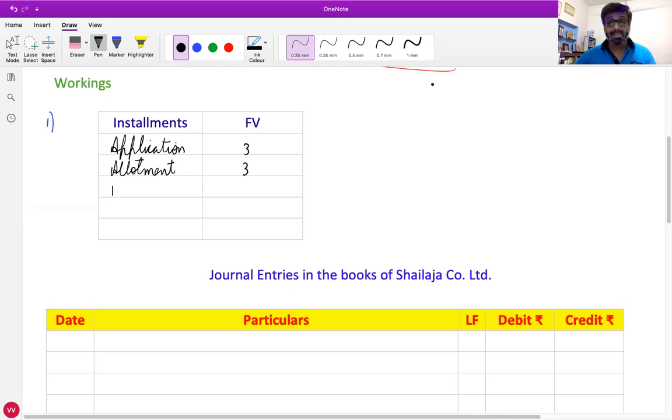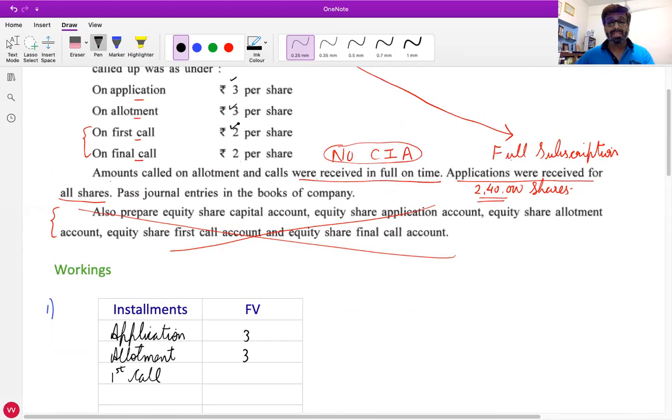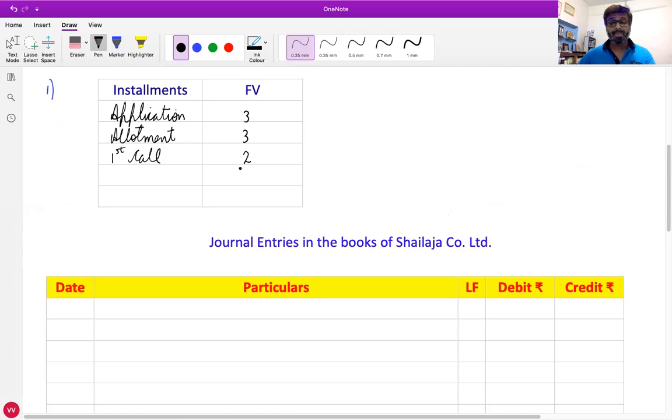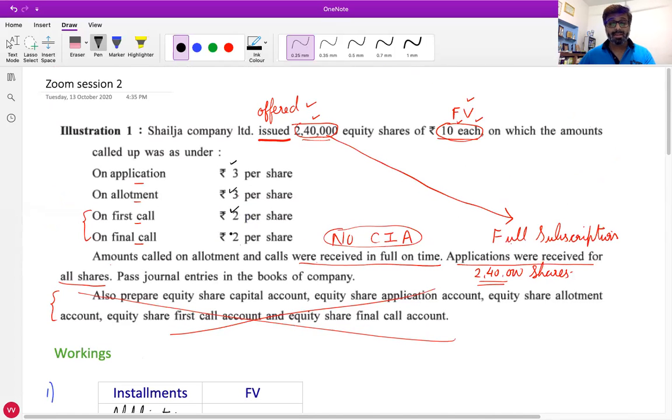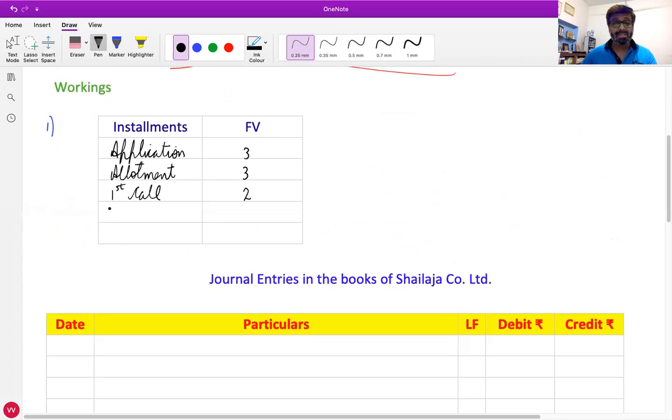Third installment is first call, and amount of face value is 2 rupees. Fourth installment is final call, and again 2 rupees. Total: 3 plus 3, 6 plus 2, 8 plus 2, 10. Right now it's a simple working only. More columns will get added on the right side when we come to call scenarios and four feature.